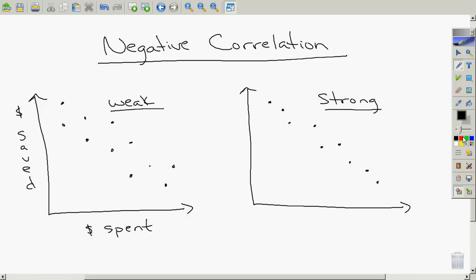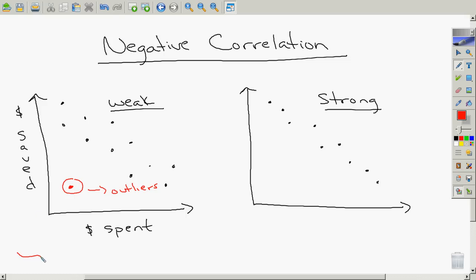Again, you may have some dots that don't fit the pattern perfectly, and we said before that those are called outliers. All right, well, there's a way on your calculator that you can actually check if a correlation is strong, weak, negative, perfect. I'll show you exactly how we do that.